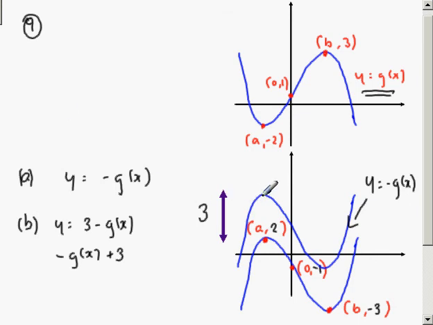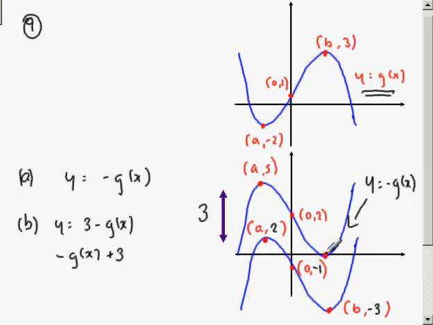Remember, we must also annotate the curve and show where our new points lie and what they are. So A 2, a vertical shift upwards by 3 units, means that we're going to be moving up the y coordinate, and that will be A 5. 0 minus 1 becomes 0, 2, and B minus 3 becomes B 0. Remember, to get all of your marks in these questions, as well as drawing the new curve, you must annotate and show the new positions of the points. And that is the solution for question 9.